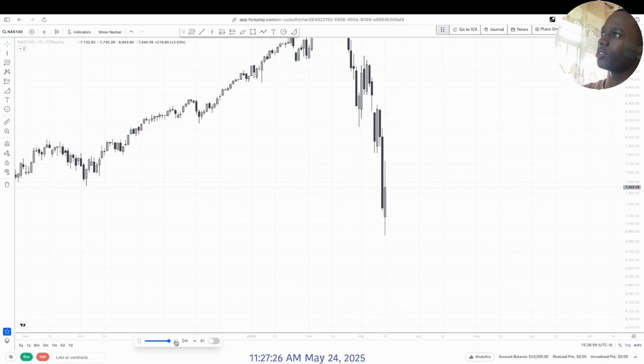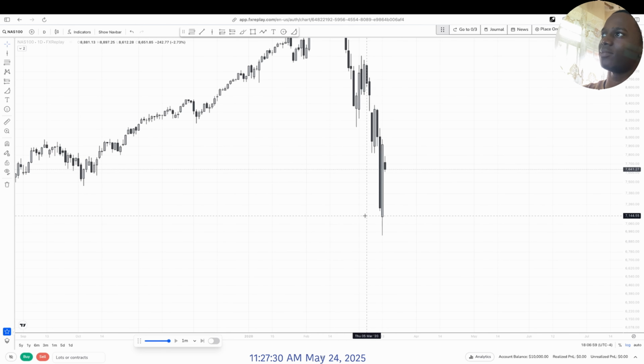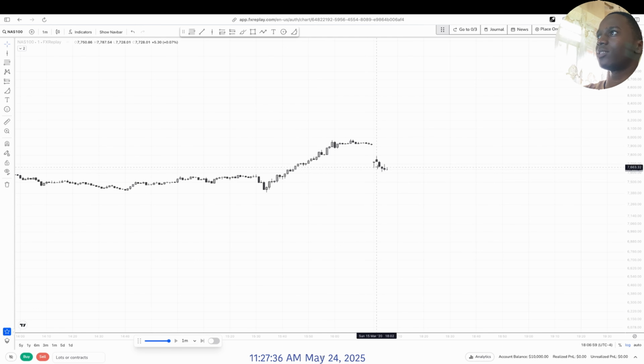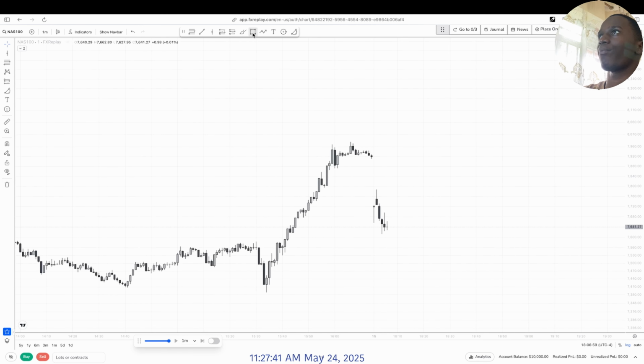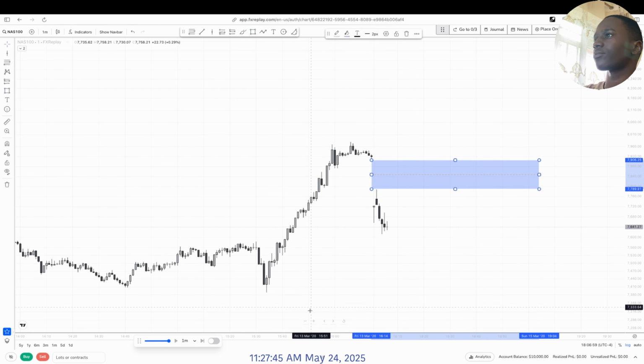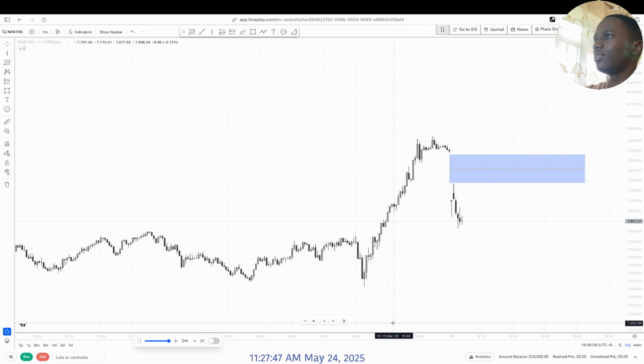So this is the PM session of Friday playing out. And you can see that Friday is showing signs that we might be going higher. And when we go back to the 1 minute, you can see that the market created a gap at the open right here, which means it will retest it.